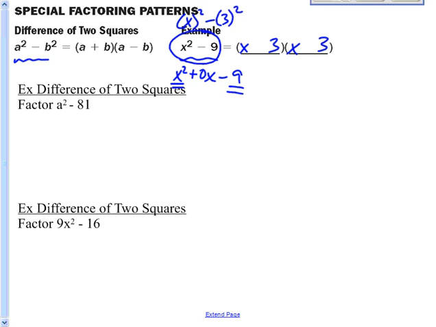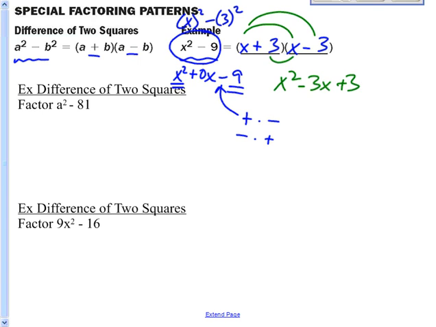It's a special pattern because you can write it as x squared minus 3 squared. According to the pattern, you're going to have x plus 3 and x minus 3, because if you look at this sign, one's got to be positive and the other negative, and it really doesn't matter which. So you check it: x squared minus 3x plus 3x minus 9. Notice the negative 3x plus 3x, those cancel, don't they? So you just got x squared minus 9. Let's try another one, a squared minus 81.